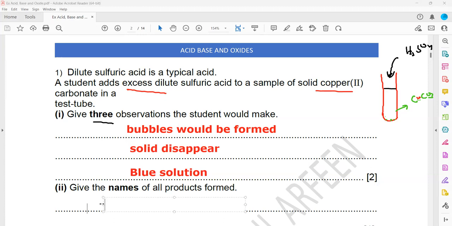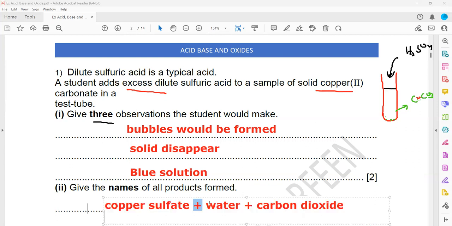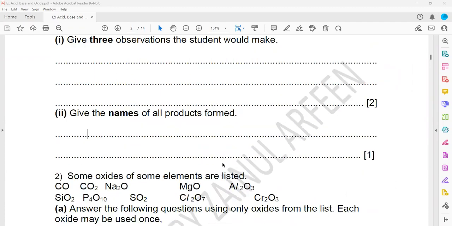So copper sulfate will be there. There will be water and there will be carbon dioxide. So these are the three products which are formed. Sulfate, you can write it as PHAT or FAT, both are acceptable.